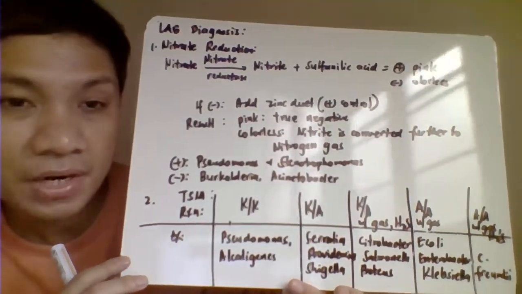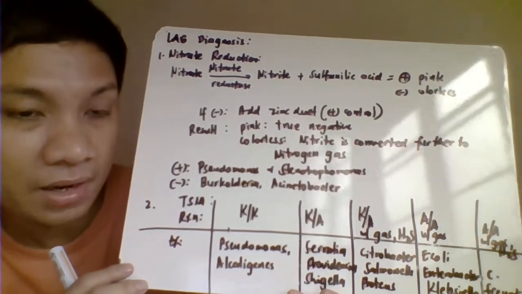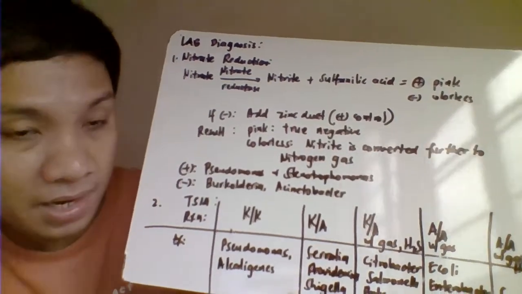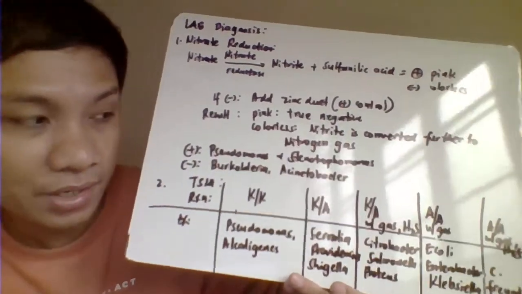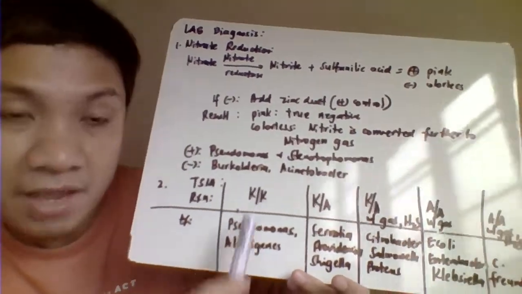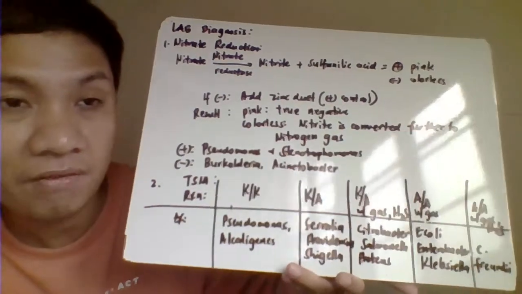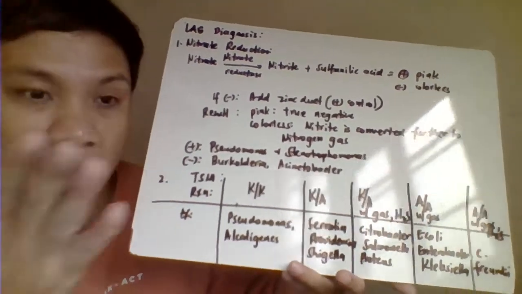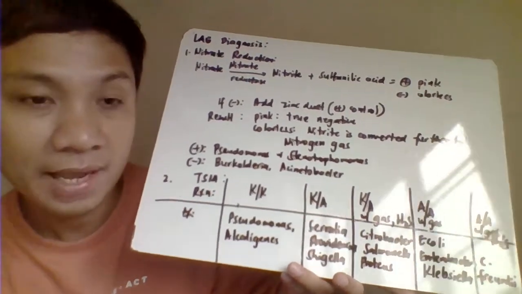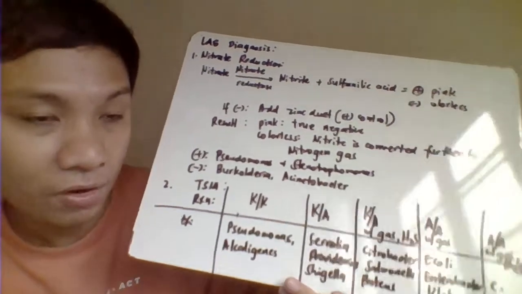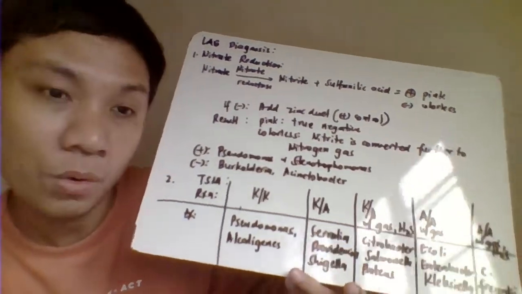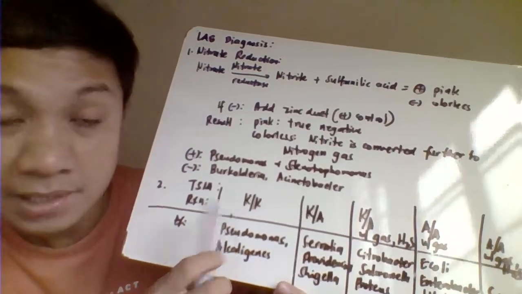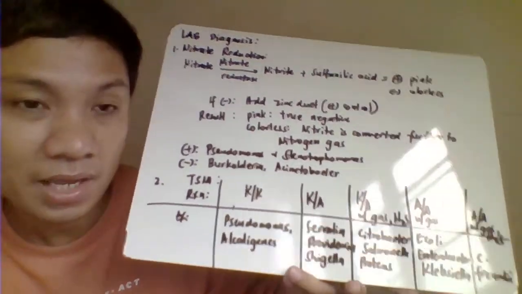And then we have also your TSIA, your triple sugar iron agar, even your Kligler iron agar. So we have here the basic reactions with all the other Enterobacteriaceae. We have the K over K. The K over K signifies that the slant area is red in color and the butt area is also red in color. So it means they do not ferment lactose, sucrose and glucose in the butt area. No gas and no H2S production.